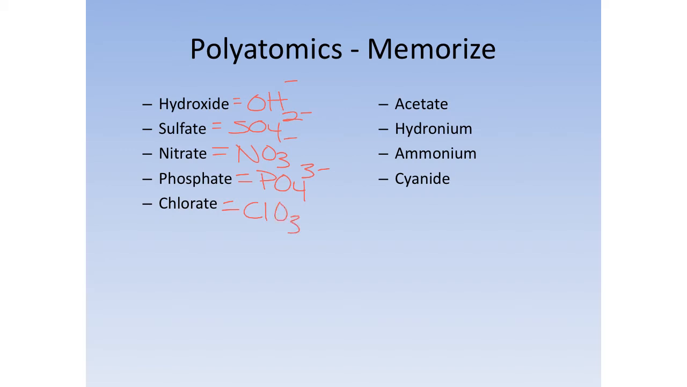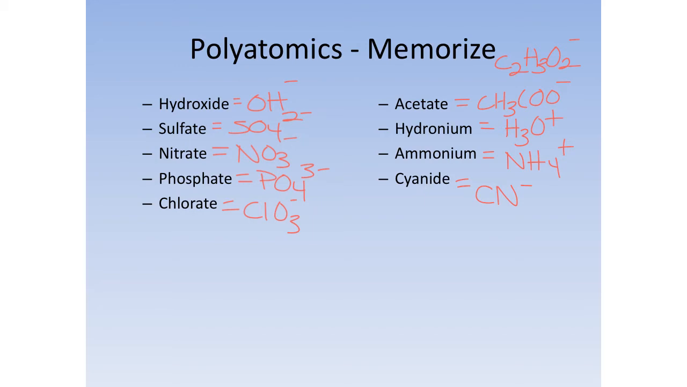Chlorate, ClO3 minus. Acetate, we could write that one two different ways. You could see it written as CH3COO minus, or C2H3O2 minus. It's the same thing. Hydronium, we should also know that one from acid base. That signifies an acid. H3O plus, ammonium, NH4 plus, and cyanide, CN minus. So we need to memorize those ones.